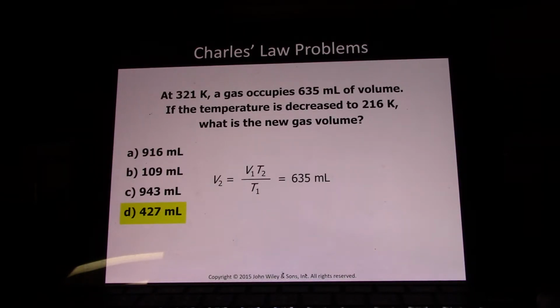Again, V1 over T1 equals V2 over T2. We're solving for the final volume. We cross multiply and divide each side by T1, and we get 427 milliliters.